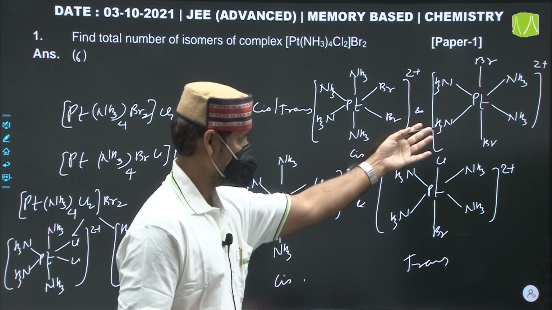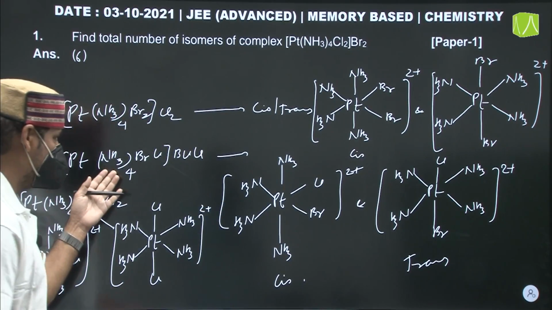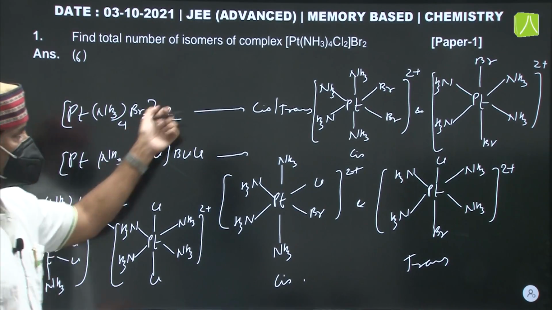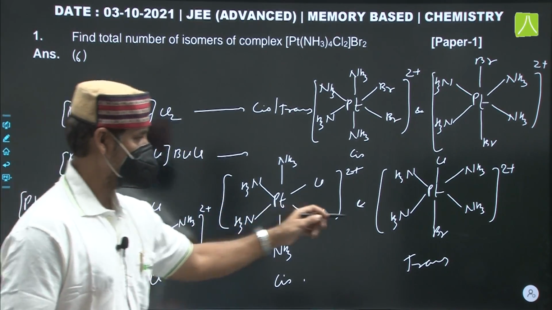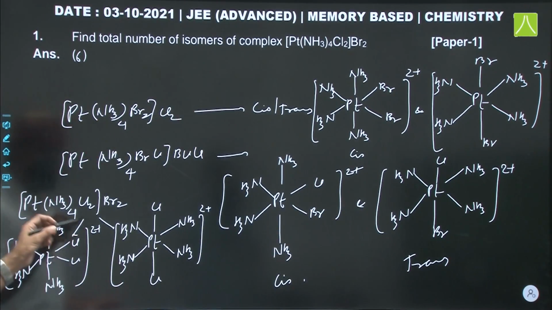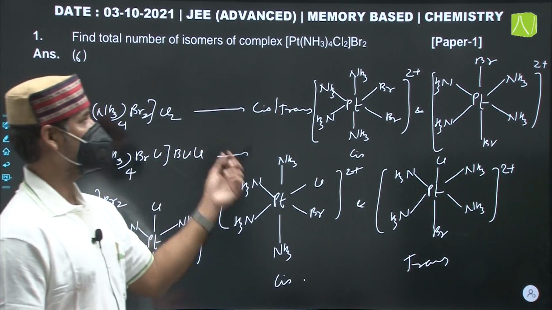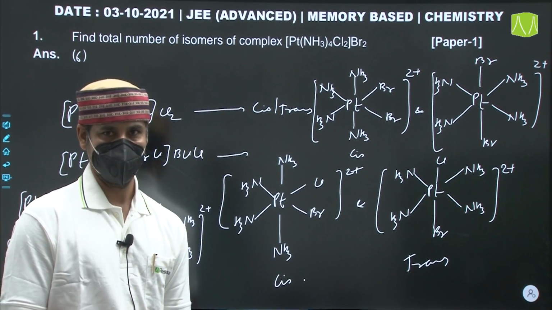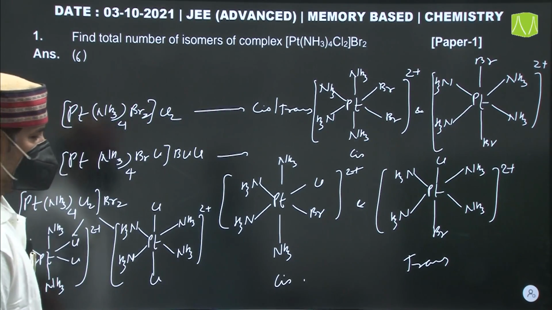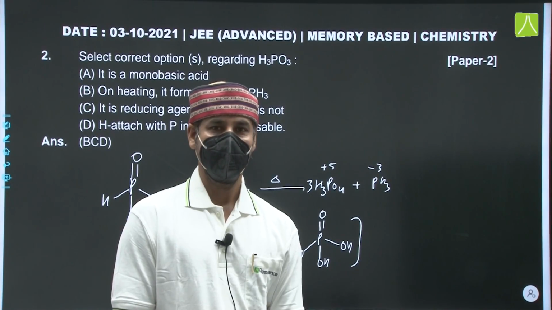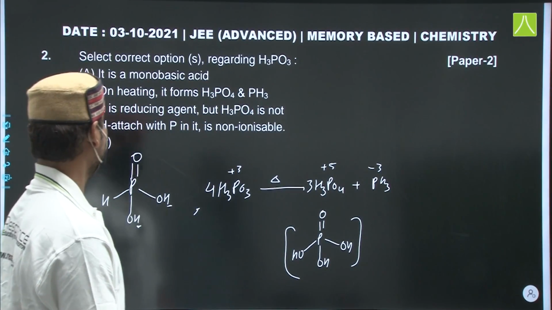So they have just 2 geometrical isomers each, that is cis and trans. As we can see, this compound, which is an ionization isomer of this one, has 2 geometrical isomers, cis and trans, and the compound Pt(NH3)4Cl2Br2 itself would have 2 geometrical isomers. So the total number of isomers possible for Pt(NH3)4Cl2Br2 would be 6. Let's come to the next question.